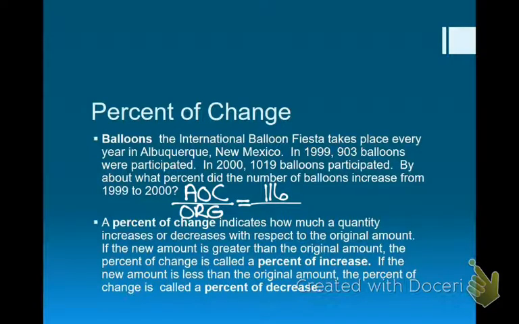Then the original amount is where we started. That's 903. So now I have my fraction, and I need to convert this fraction to a percentage. The easiest way to do that is to change it to a decimal first. So we go 116 divided by 903. And what do you get? It's a really big repeating number. Whenever it's a really long repeating number, how many decimal places do we go out? 3. It doesn't matter what the fourth number is. We're just going to go out 0.128.